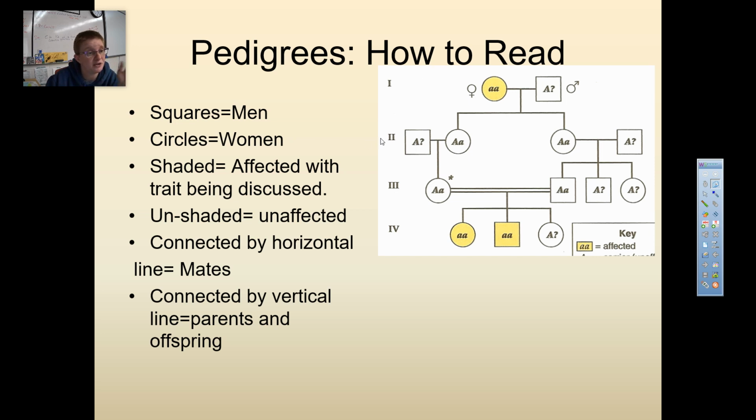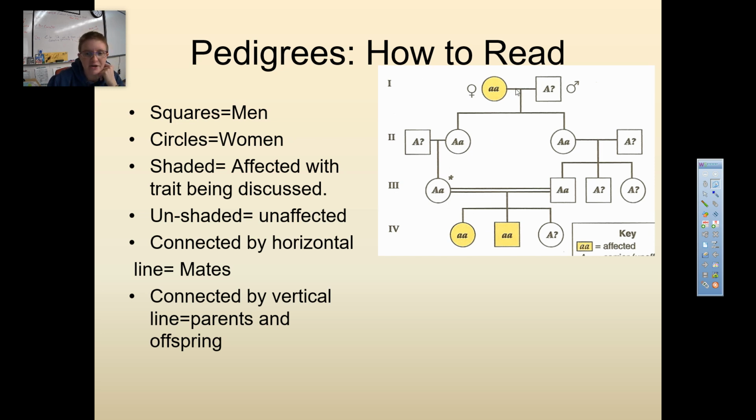The first thing we need to know about pedigrees is that the squares represent males and the circles represent females. A shaded square or circle represents an affected individual. So this individual is affected by the trait. That could be a good trait, like I have an extra arm of awesomeness, or a bad trait, like a genetic disorder. It doesn't comment on whether these are good or bad traits, but on whether or not they have it. So shaded, yes, have it; unshaded, no, don't have it, unaffected.